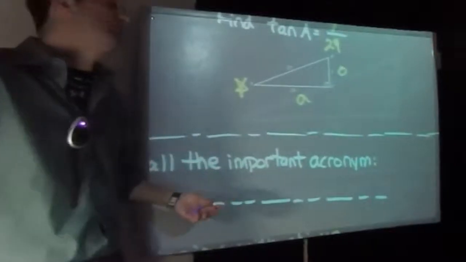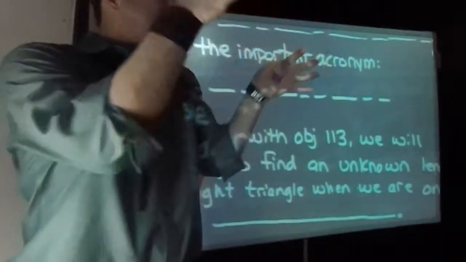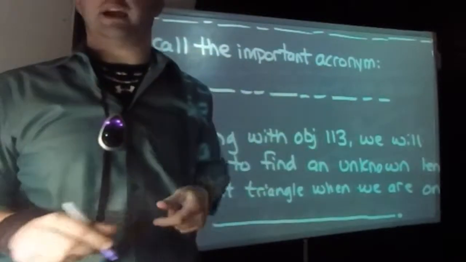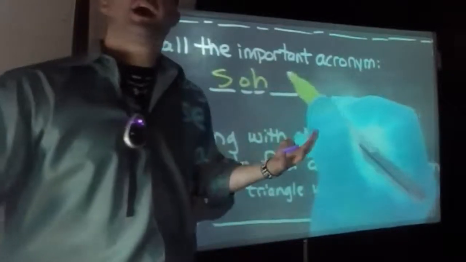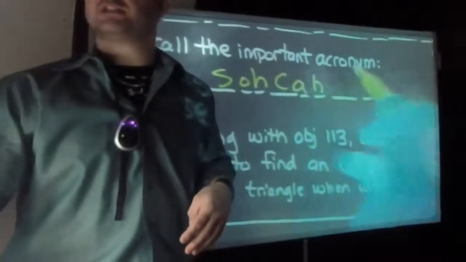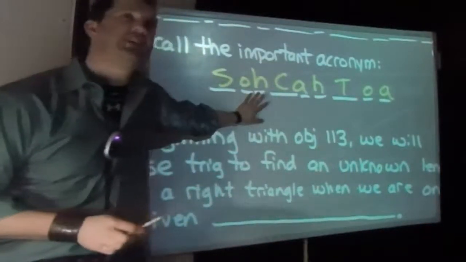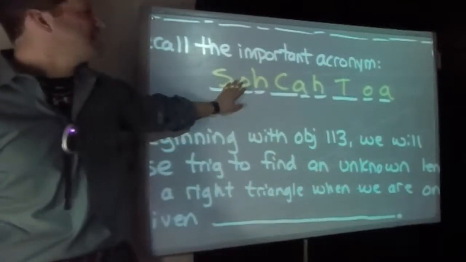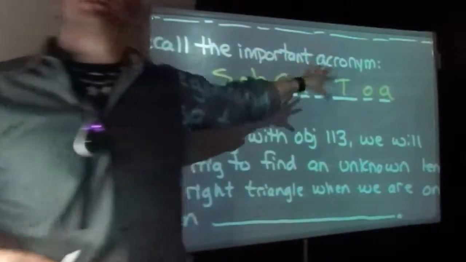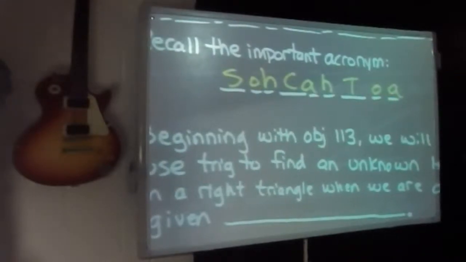The biggest important thing to remember: we weren't solving, this is an easy objective, but you need to start remembering the cheat sheet. What is the big word that is your cheat sheet? SOHCAHTOA. It's S, C, and T, but you've got to get your O's and A's in there right. S-O-H, C-A-H, and T-O-A. That is your cheat sheet. Have it written out. Write it several times so that you have it memorized, and you have the order.